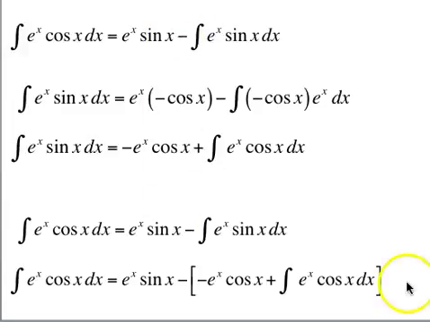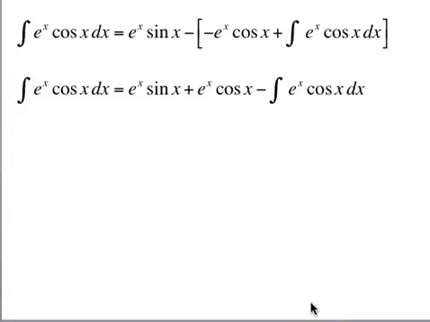Plugging that thing in big brackets. Now you can see I have the integral of e to the x cos x dx equals all of this. My next move is to distribute this minus sign. It'll become plus e to the x cos x minus the integral of e to the x cos x dx. Again, notice minus negative becomes plus e to the x cos x, minus the integral of e to the x cos x dx.